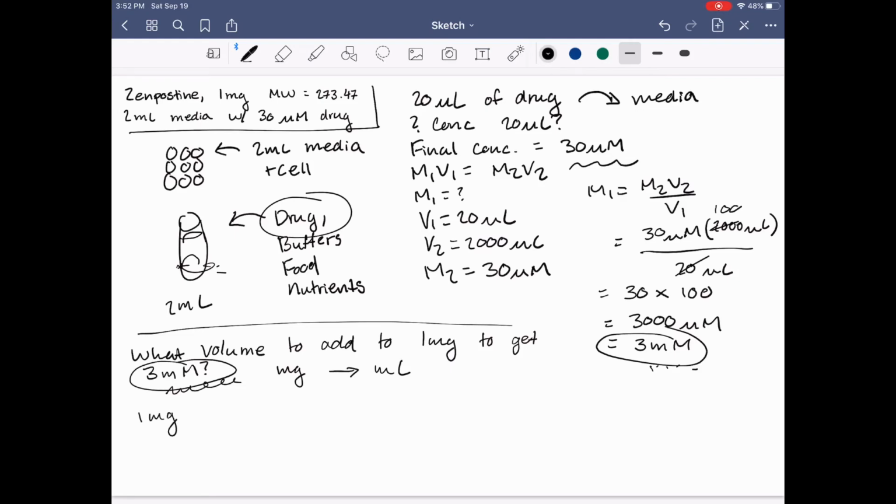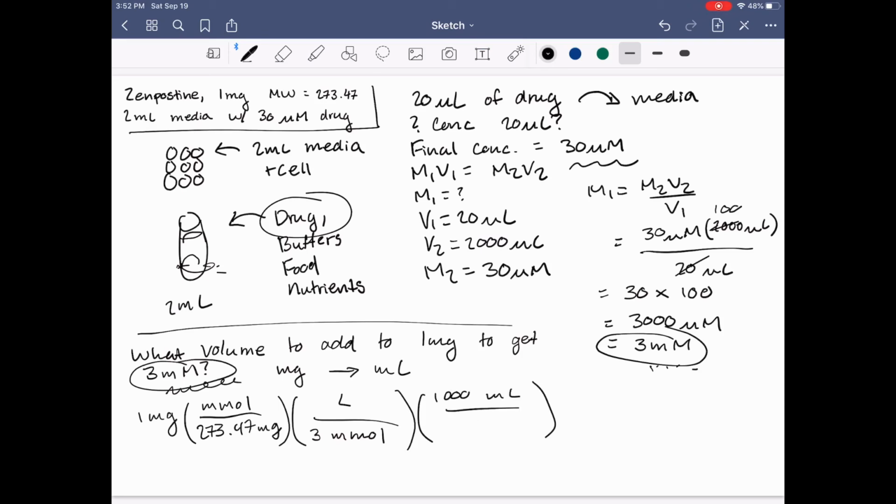We've got 1 milligram, and we're just going to convert to millimoles. Okay, so it's the same idea as grams to moles using the molecular weight. Same number, right? Because you have this many milligrams per millimole, as you do grams per mole. Okay? So now our concentration is millimoles per liter. Okay? So we're going to put this 3 millimoles per liter, and then we want to convert that to milliliters. Okay, so 1,000 milliliters per liter.